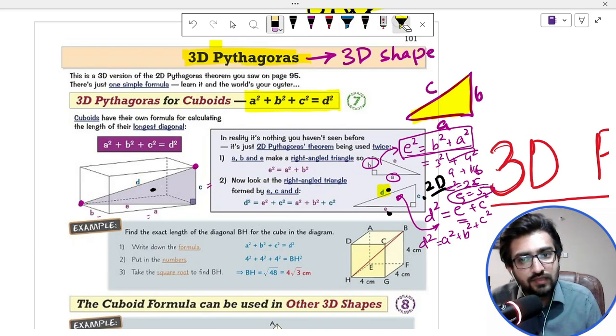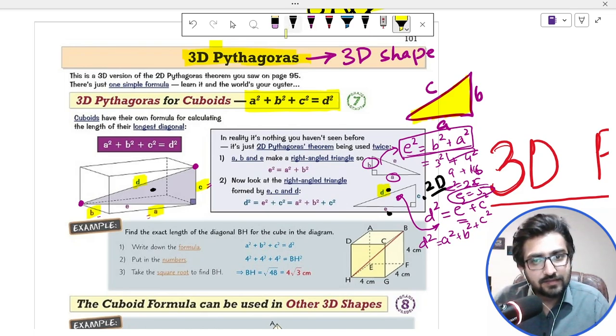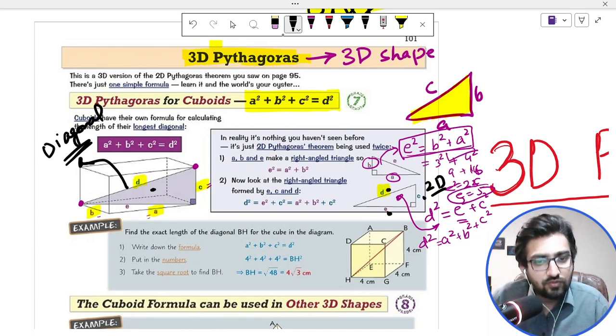So it means that if you want to find D, D square is equal to A square, B square, C square with a plus in between. You just need all these three sides of this cuboid, and you can find out the diagonal. By the way, this line is called a diagonal. The formula is simple, but understand the concepts as well. This is very interesting, the relation between two-dimensional and three-dimensional Pythagoras theorem.